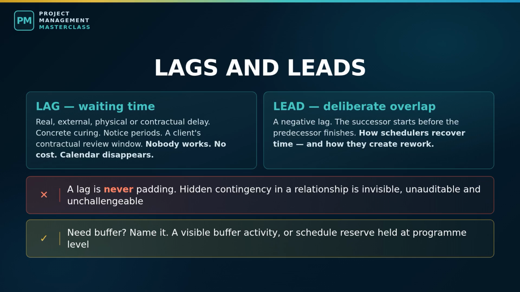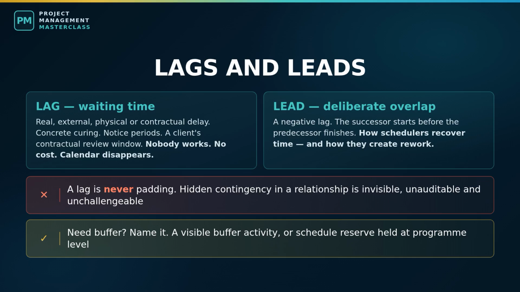Leads are how experienced schedulers recover time. They are also how experienced schedulers create rework. Every lead is a bet that the predecessor will not change in the overlapping window. If the design on segment 3 changes after you have already spliced segment 3, you pay for that twice.